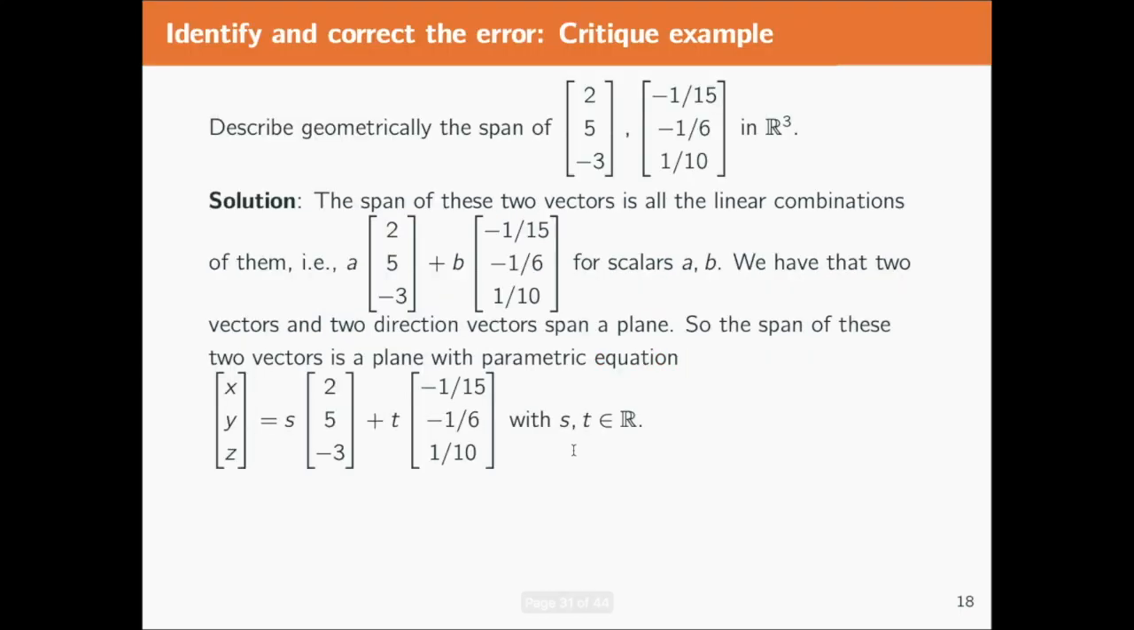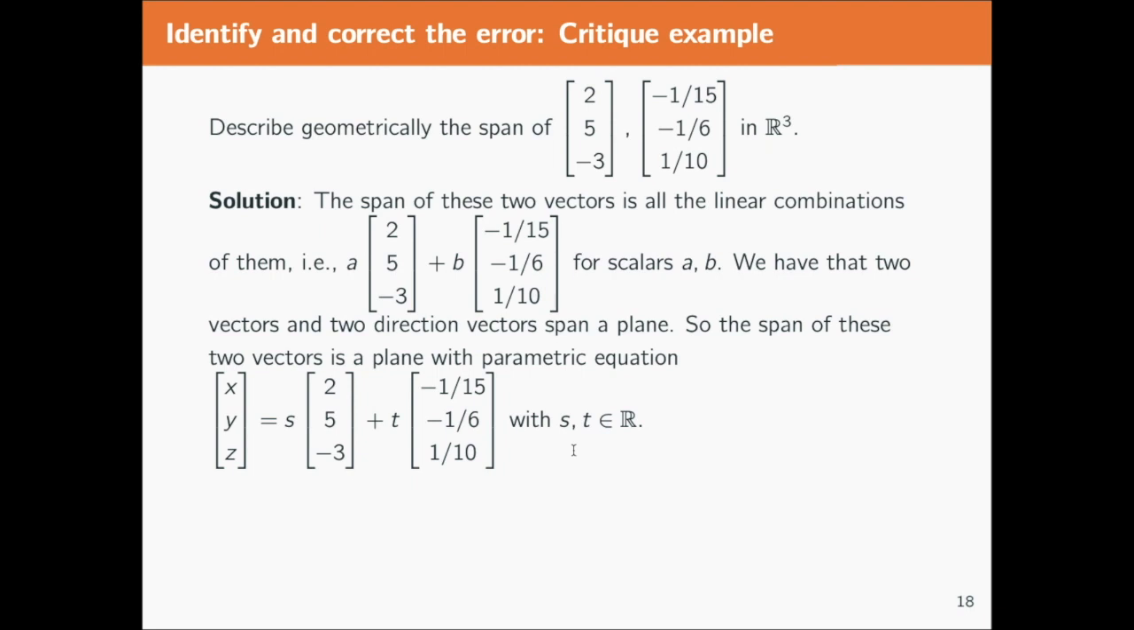Let's try another critique example. This time, the question is of the form of identifying and correcting the error. The question states, describe geometrically the span of the vectors (2, 5, -3) and (-1/15, -1/6, 1/10) in R3.